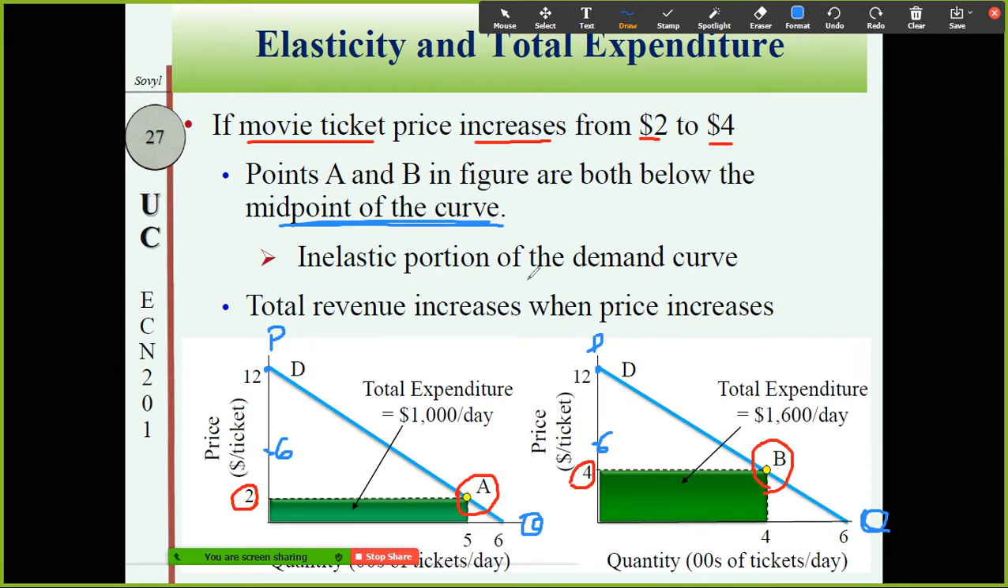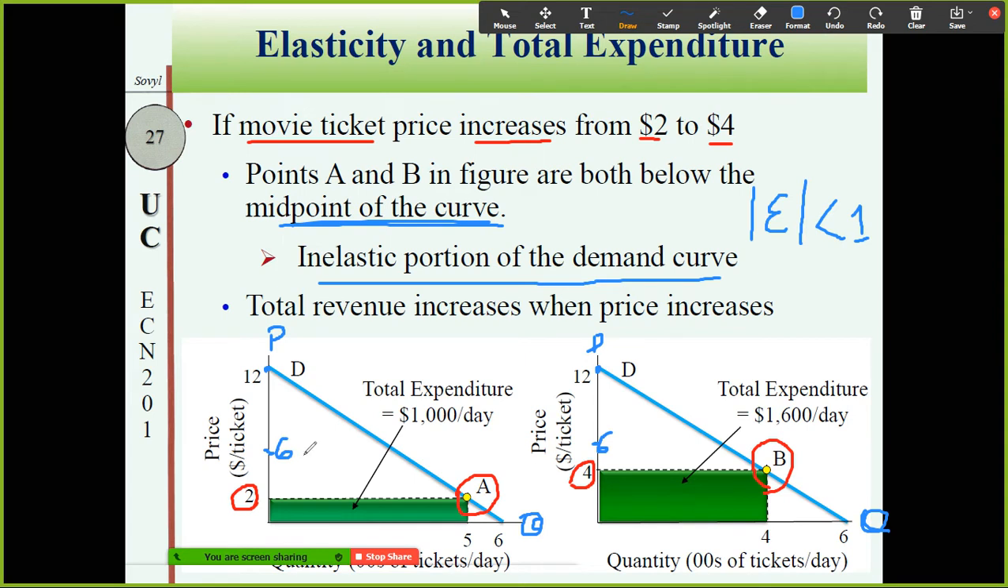Inelastic portion of demand curve. So in this case, still lower than midpoint price. This area consumption is inelastic demand. Inelastic demand, when we're talking about absolute value, is less than 1. Okay, this is inelastic. So this spending is lower than average spending.